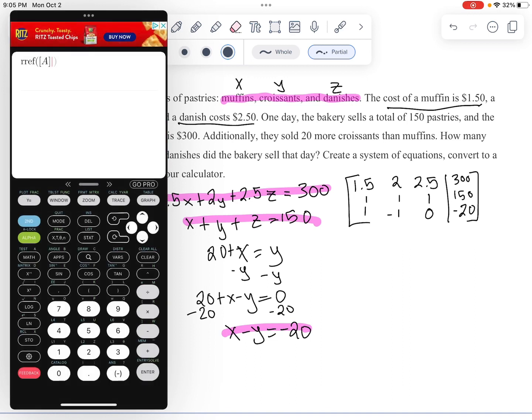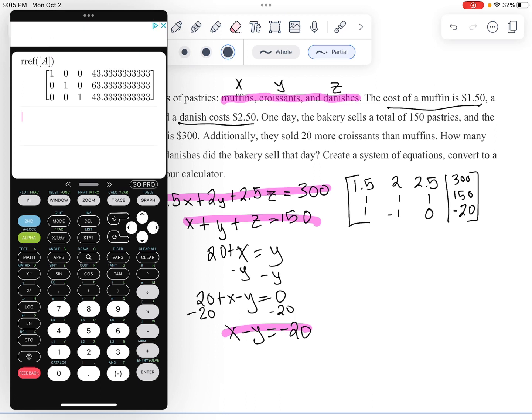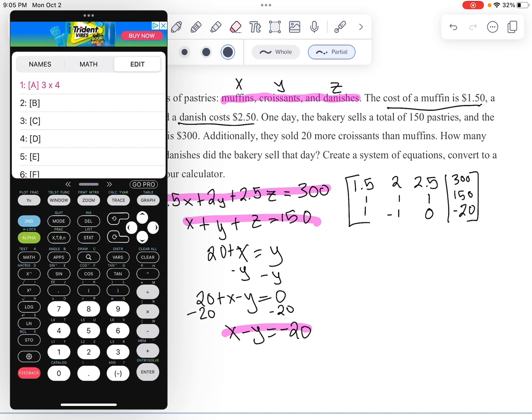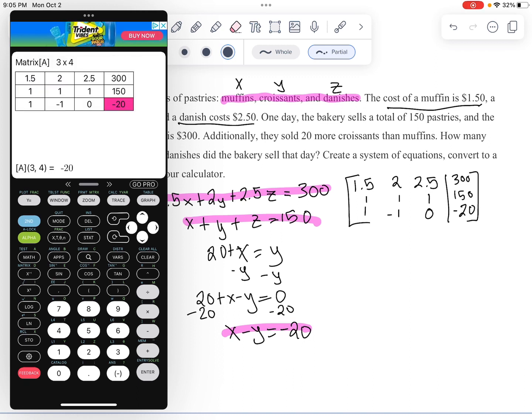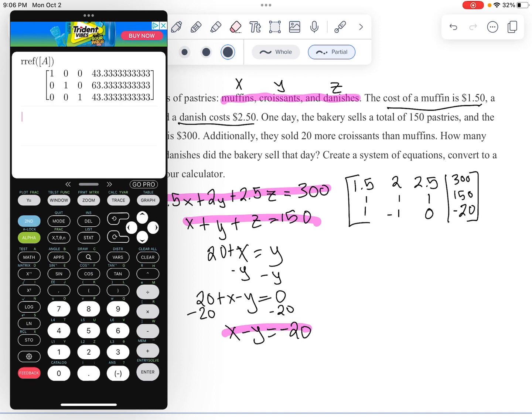Okay, so then once we're there, hit enter, and we get some nasty numbers. Let me double check my math here. You always want to check when you get something nasty like that. You always check it just to make sure you're all good. All right, everything looks good, so maybe that's just how it's going to look.